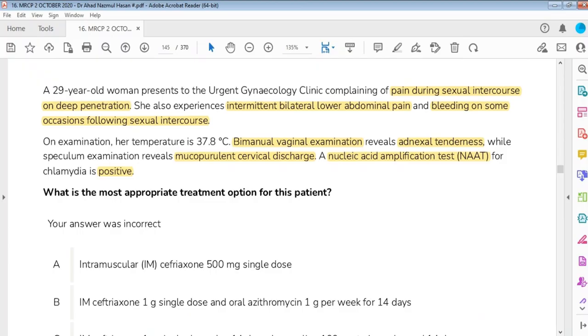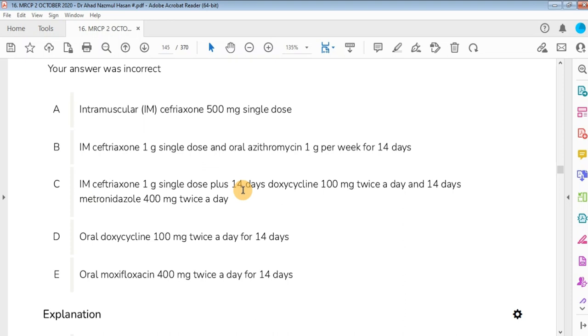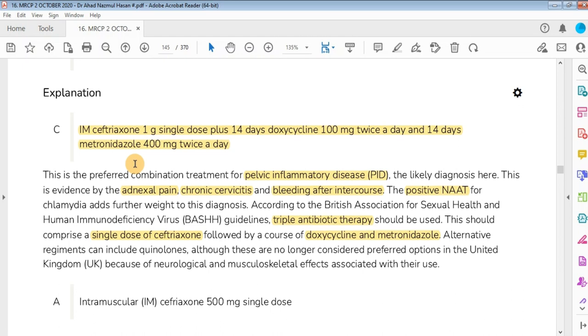So here, look here. So we are getting the DMC. So we should go with the DMC. So IM ceftriaxone 1 gram single dose plus 14 days doxycycline 100 milligram twice a day, and 14 days metronidazole 400 milligram twice a day. This is the preferred combination treatment for pelvic inflammatory disease.